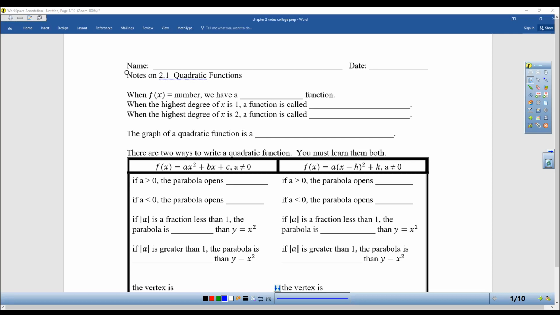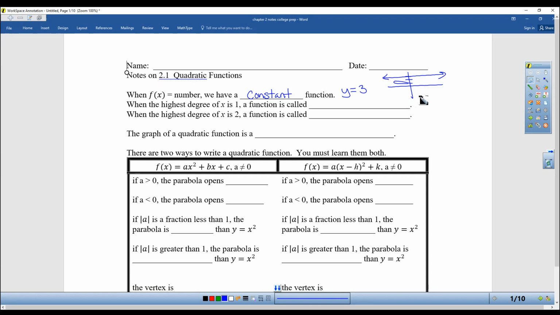Hello, everyone, and welcome to section 2.1, the first section in chapter 2 in Precalculus, quadratic functions. When f of x is equal to a number, we have a constant function. So in case you never made this connection before, when you see something like y is equal to 3, that's because it is constantly 3, so we call it a constant function.